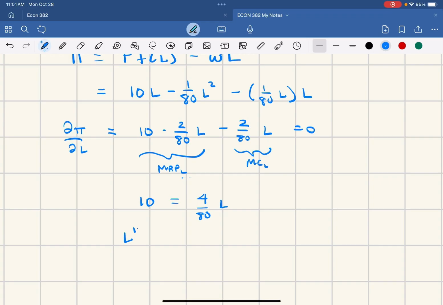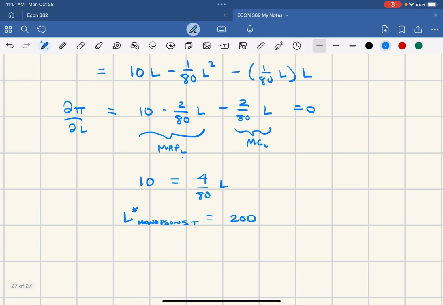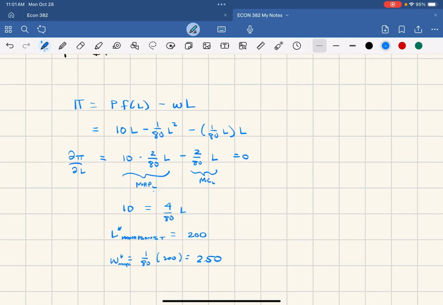And therefore, L star as a monopsonist is equal to 200. Now, the wage: we take that 200, the wage is 1 over 80, and that's for a monopsonist, times 200, and this wage is 200 divided by 80, which is $2.50. So this is the example of the monopsony.